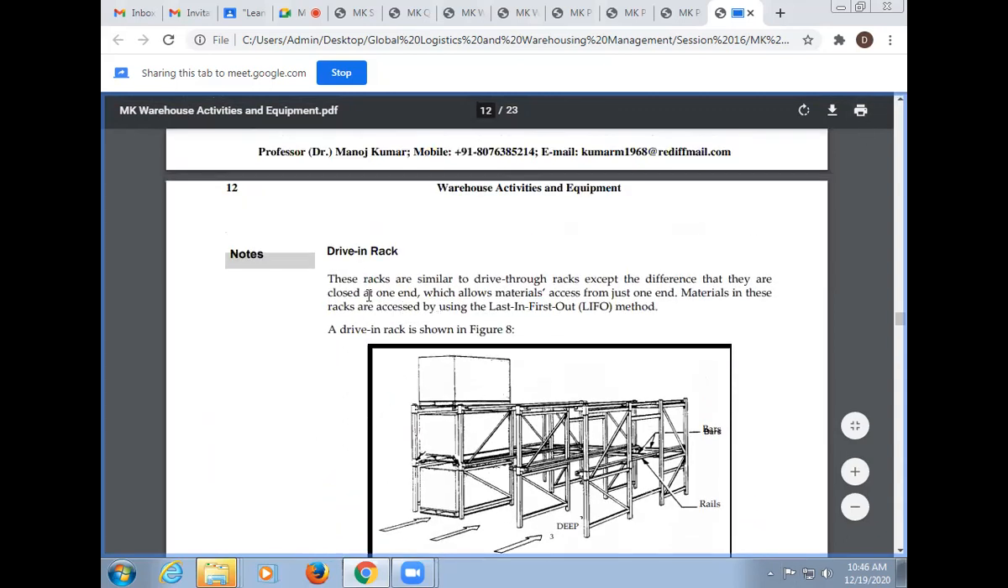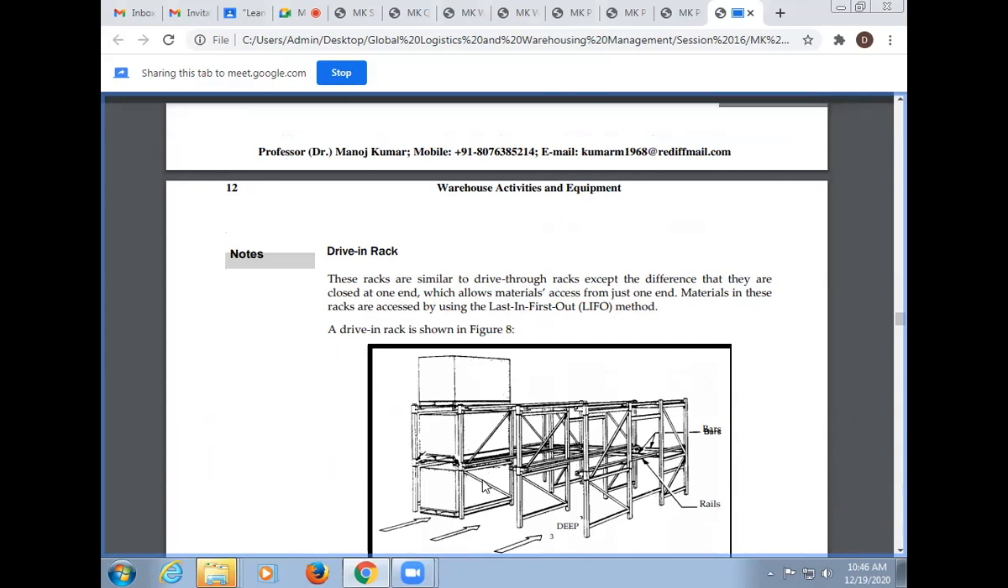Drive-in rack. These racks are similar to the drive-through racks except that they are closed at one end, which allows material access from just one end. Material in these racks is accessed using the last in, first out method. Last in, first out method.